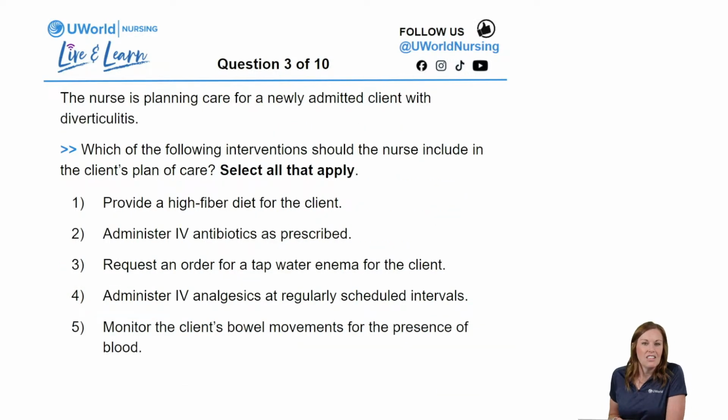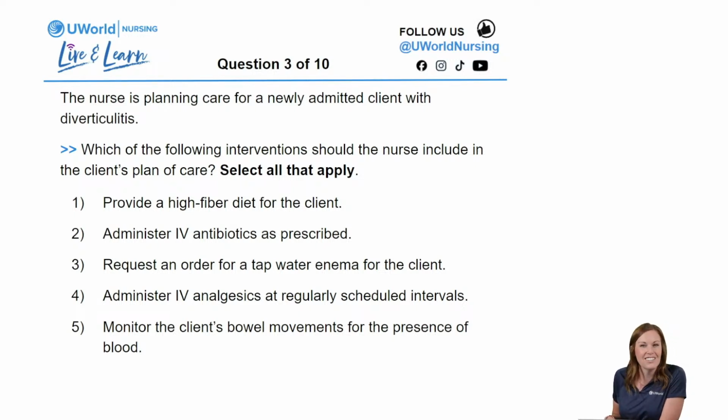Question 3. The nurse is planning care for a newly admitted client with diverticulitis. Which of the following interventions should the nurse include in the client's plan of care? Select all that apply. Option 1, provide a high-fiber diet for the client. Option 2, administer IV antibiotics as prescribed. Option 3, request an order for a tap water enema for the client. Option 4, administer IV analgesics at regularly scheduled intervals. Option 5, monitor the client's bowel movements for the presence of blood.